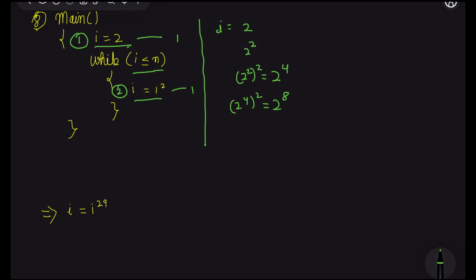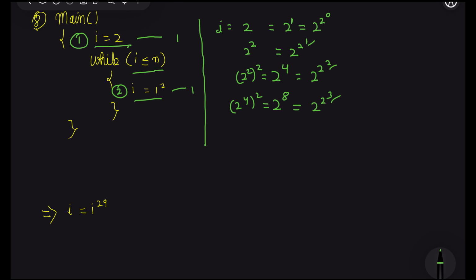Now here we have the initial value as 2, so 2 can be written as 2 raised to the power 1, and this can be written as 2 raised to the power 2 raised to the power 0. For 2 square we can write it as 2 raised to the power 2 raised to the power 1. Next we have 2 raised to the power 4. This can be written as 2 raised to the power 2 raised to the power 2. Next we have 2 raised to the power 8, which can be written as 2 raised to the power 2 raised to the power 3. So for the first iteration we have 1, for the second iteration we have 2, and for the third iteration we have 3.